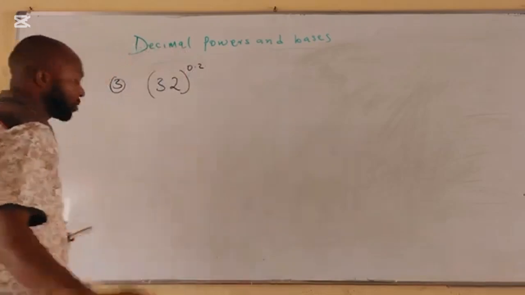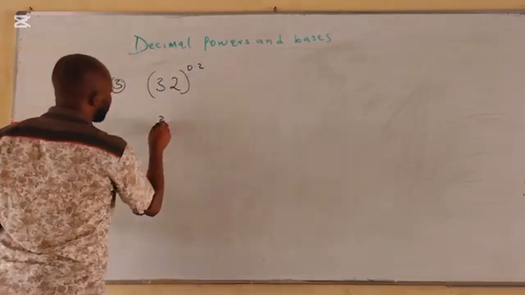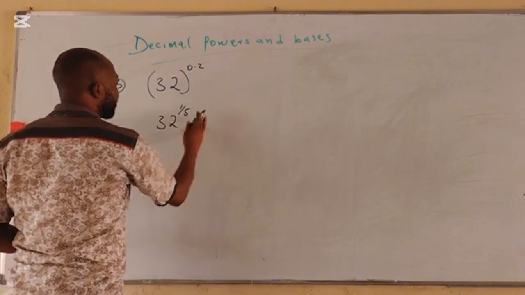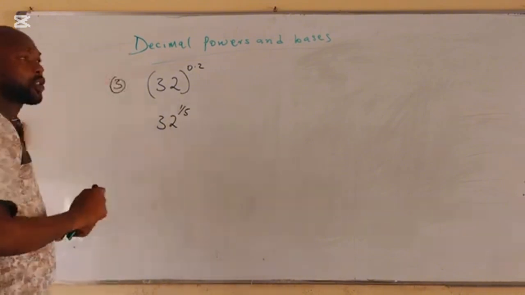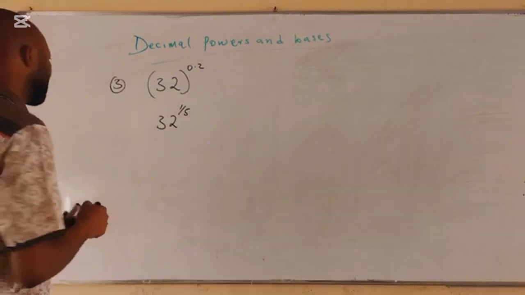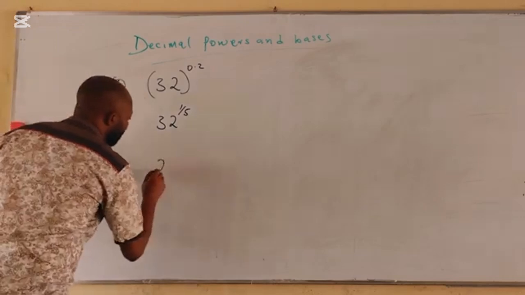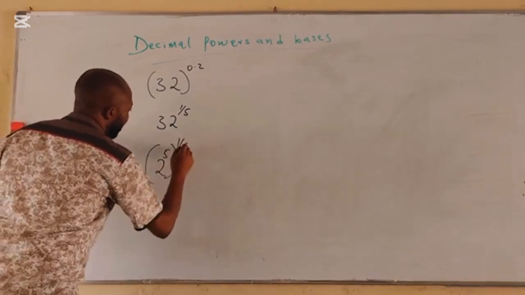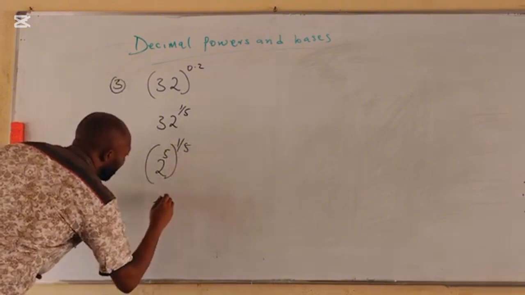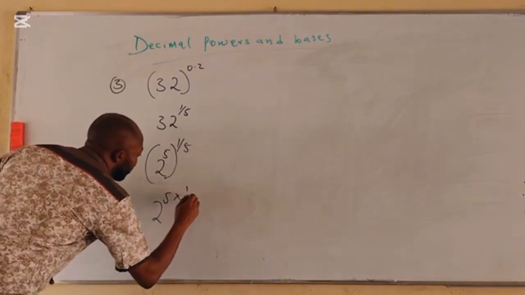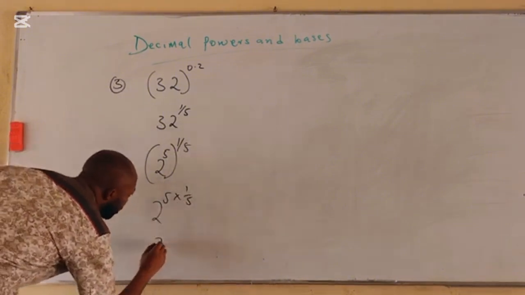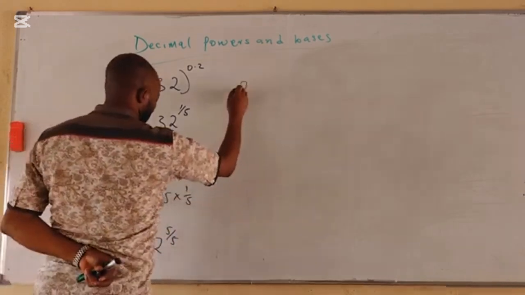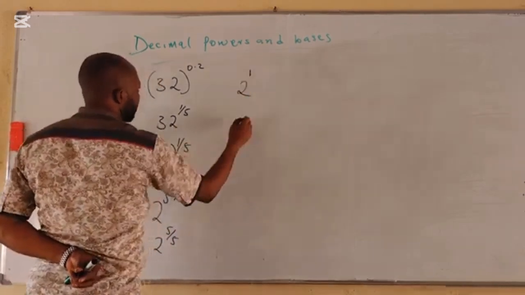So now, I have 32 raised to the power 1 over 5. I look for the fifth root, or better still, the power law of indices. Let me simplify. This is 2 raised to the power 5, open bracket, 1 over 5. This is 2 raised to the power 5 times 1 over 5, which is 2 raised to the power 5 over 5, which is 2 raised to the power 1, which is 2.